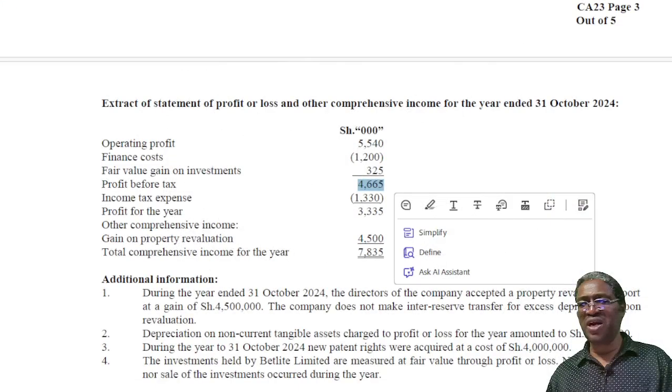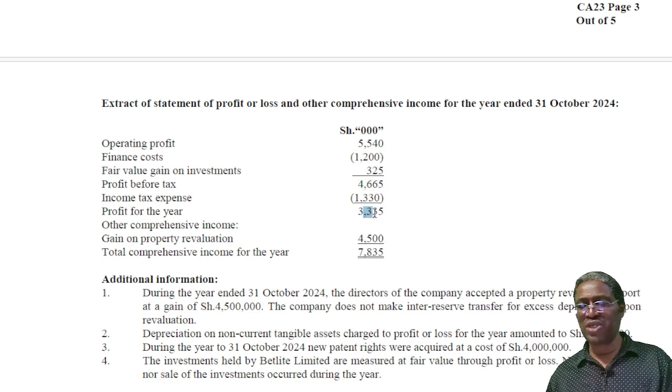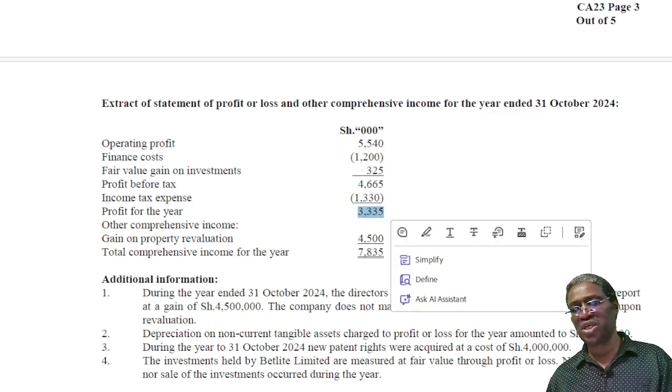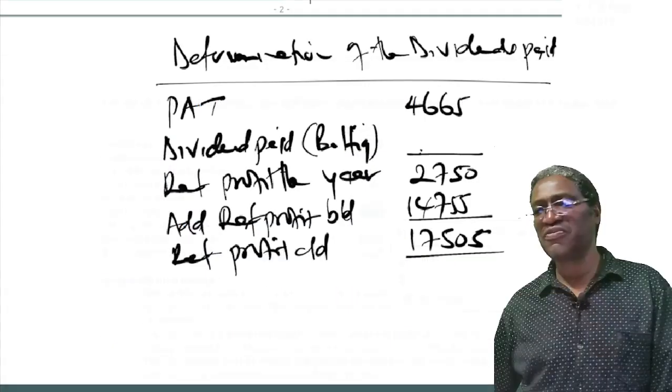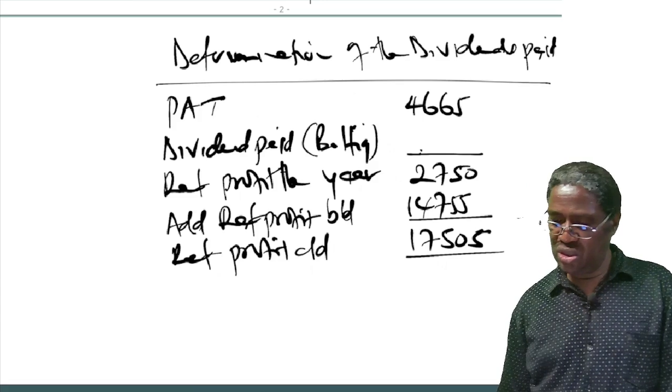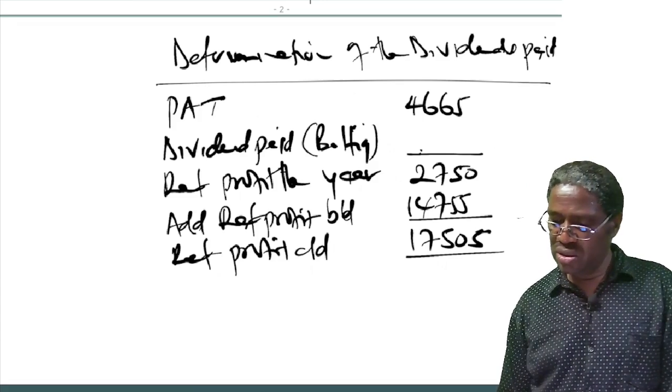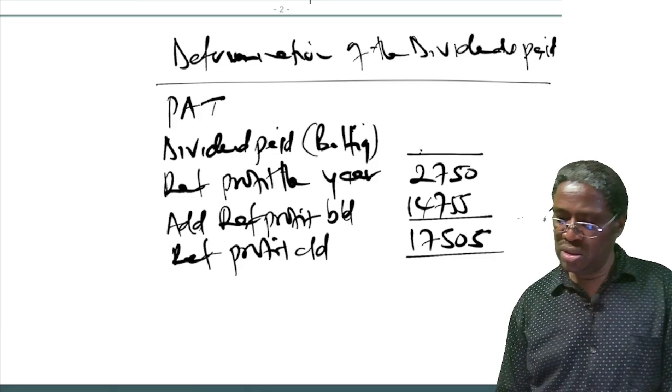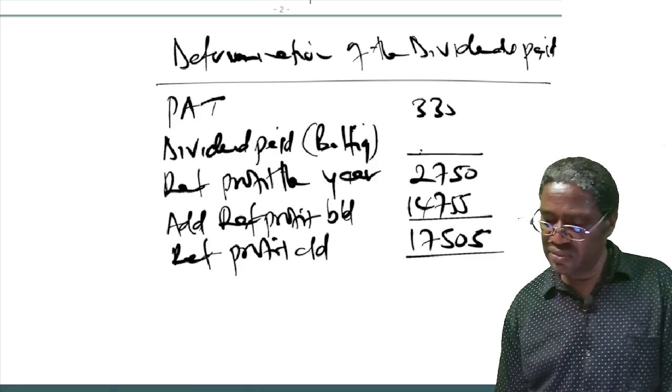I picked the figure called profit before tax instead of profit after tax. Somebody should have noticed that we are picking the profit after tax, not profit before tax. Our profit before tax was 46, yes, but after tax is 33.35. Sorry, change that figure. So this will change. This is 33.35.